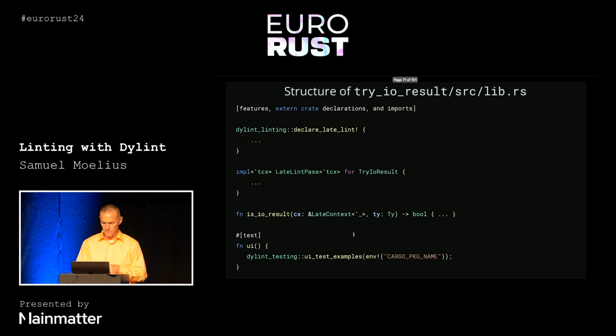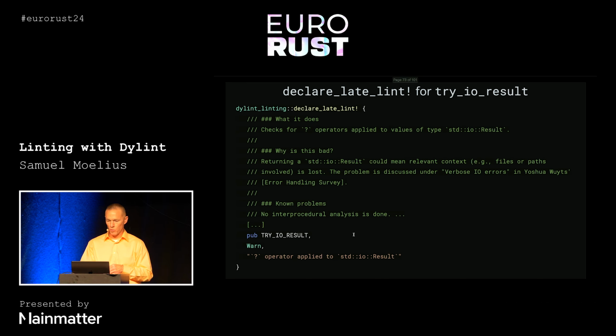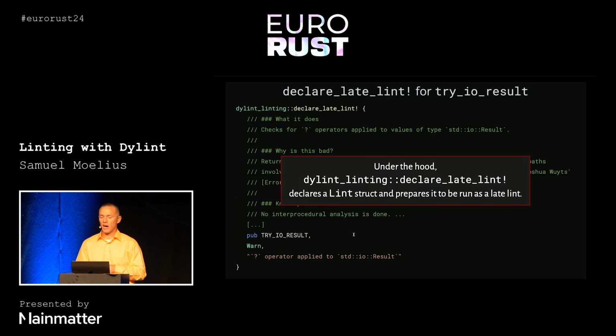Okay. So now the next part we're going to go into is the invocation of this Dylint linting macro. So first of all, what does calling this macro do? Under the hood, it declares something called a lint struct. This, again, is another type defined within the Rust compiler, and it prepares that instance of that lint struct to be run as a late lint.